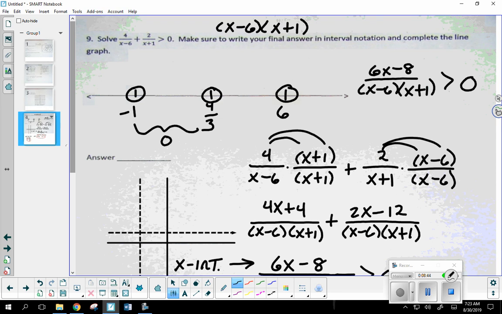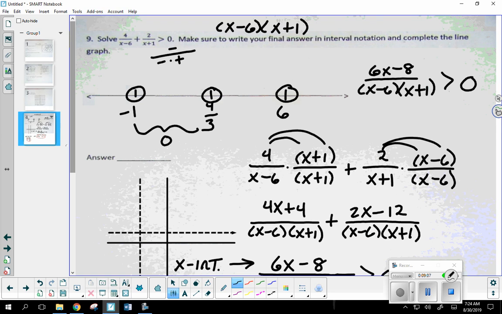The only thing we're really interested in are the signs. So the numerator, 6 times 0 minus 8, that would give me a negative over. And you'll see I'm going to mimic the quotient. I'm going to replace those groups with their signs. So 0 minus 6 would give me a negative. 0 plus 1 would give me a positive.